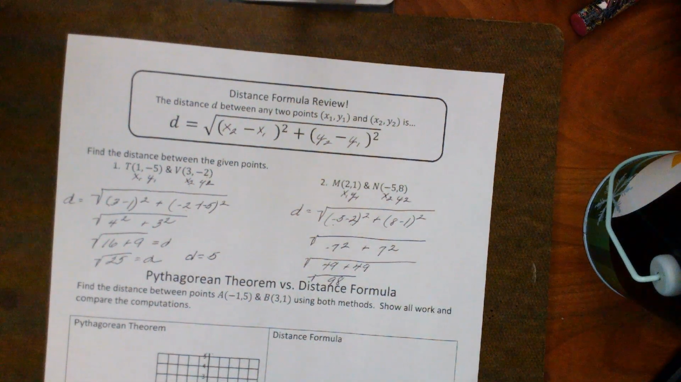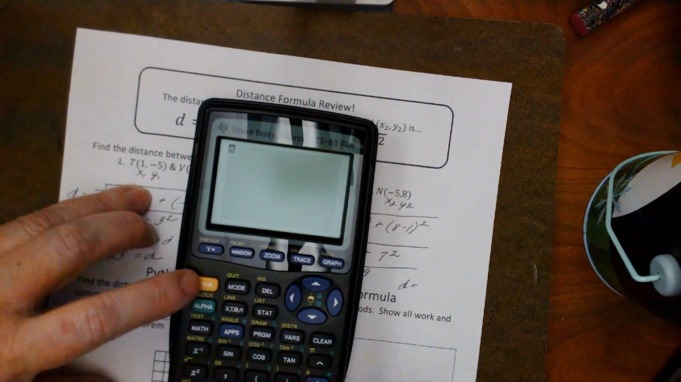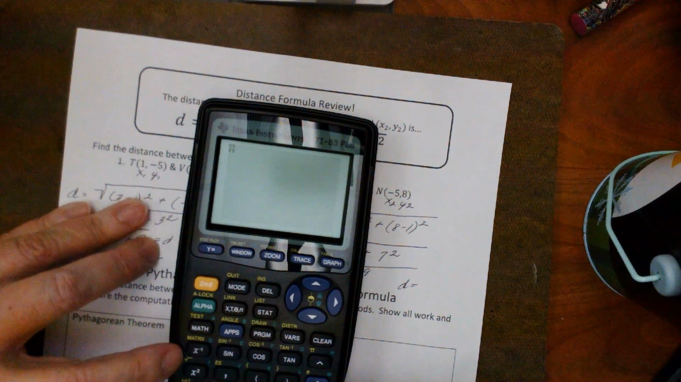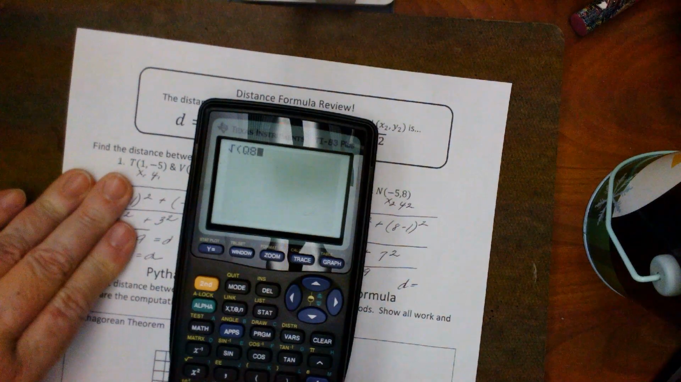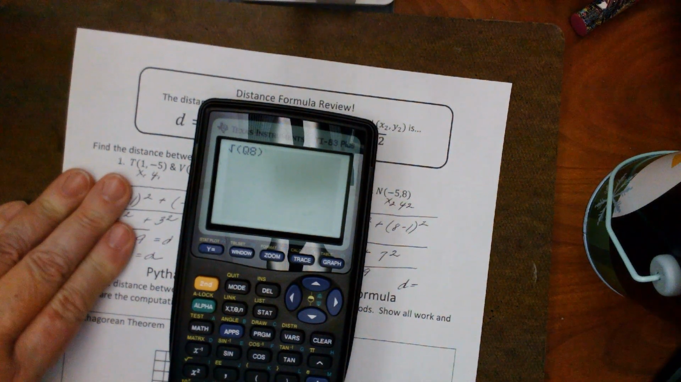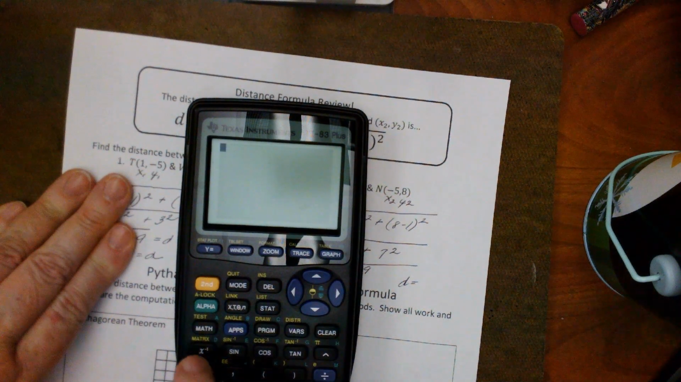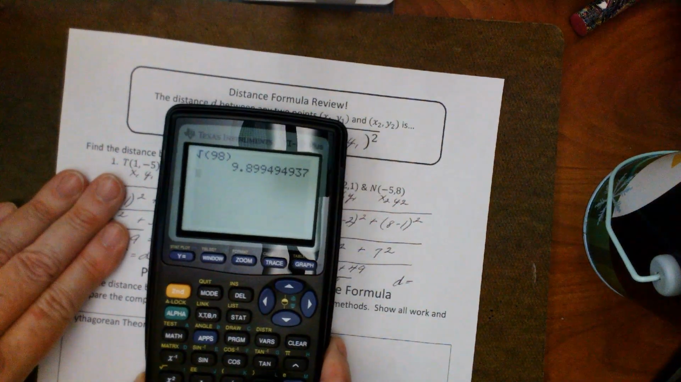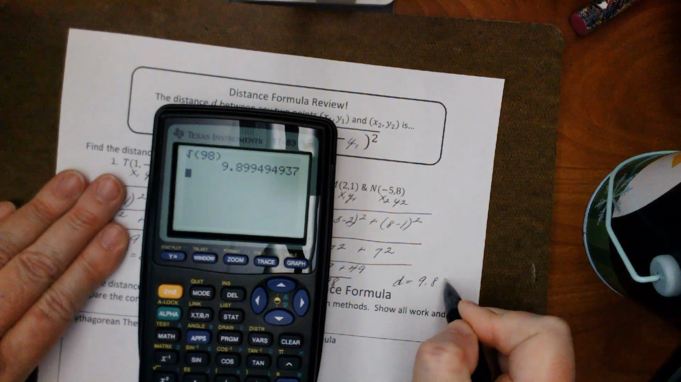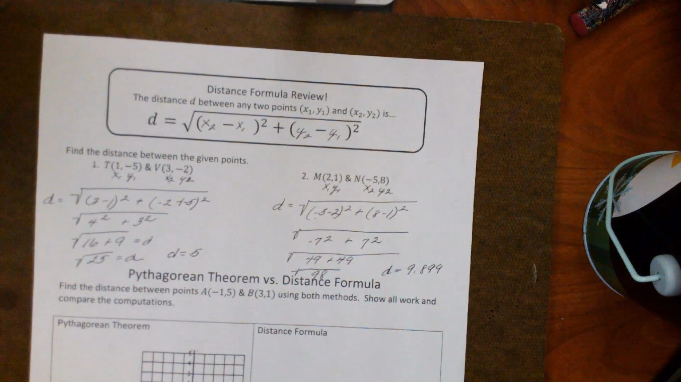And again, we're going to say d equals the square root of 98. So we're going to hit the yellow key, then the square root key above here, and then I'm going to put 98 and a parenthesis. Did I say 98? No, I didn't put it in right. So we're going to do yellow, square root, 98, parenthesis, enter. And you get 9.899. Okay, so those are the steps that you want to use.